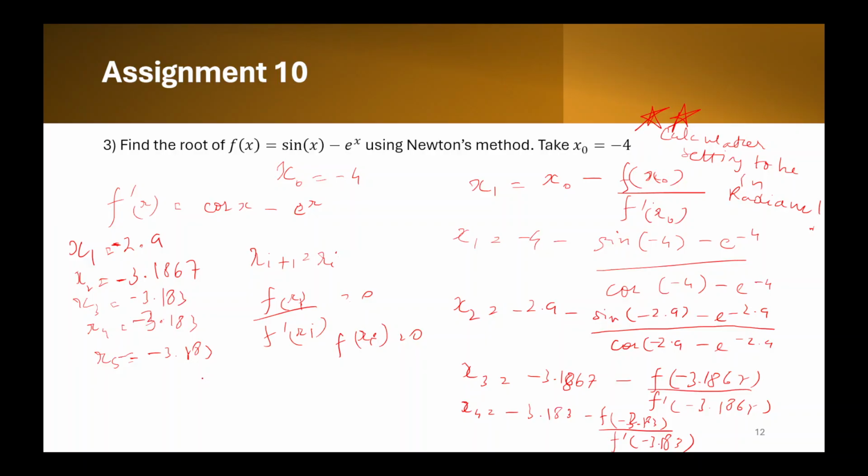You can check that as well. f of minus 3.183 comes out to be a very small value, minus 6.56 into 10 to the power minus 5. It comes out to be a very small value, so yes, you can say that this is the root.